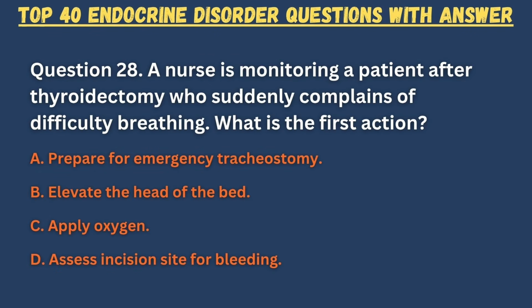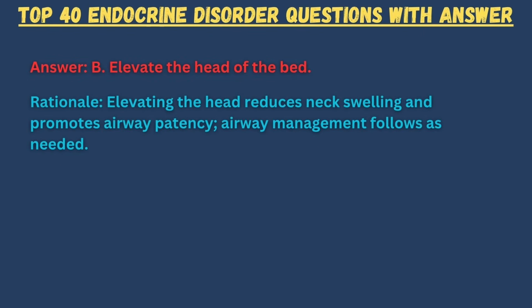Question 28. A nurse is monitoring a patient after thyroidectomy who suddenly complains of difficulty breathing. What is the first action? A. Prepare for emergency tracheostomy. B. Elevate the head of the bed. C. Apply oxygen. D. Assess incision site for bleeding. Answer: B. Elevate the head of the bed. Rationale: elevating the head reduces neck swelling and promotes airway patency. Airway management follows as needed.